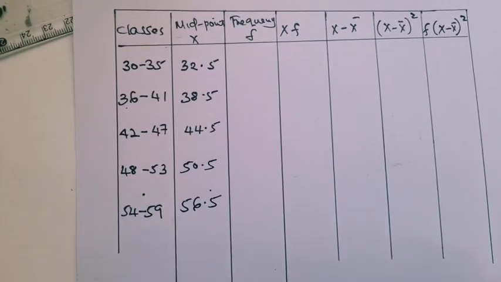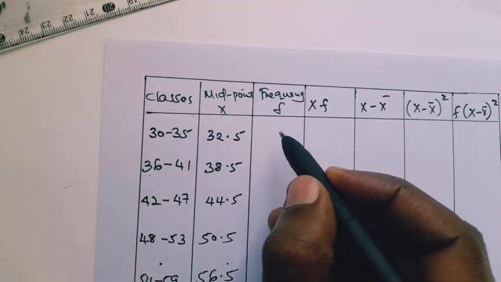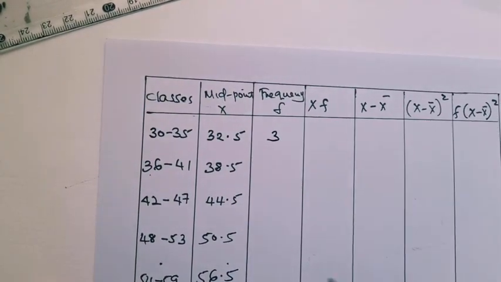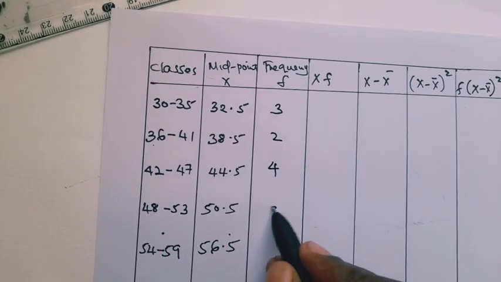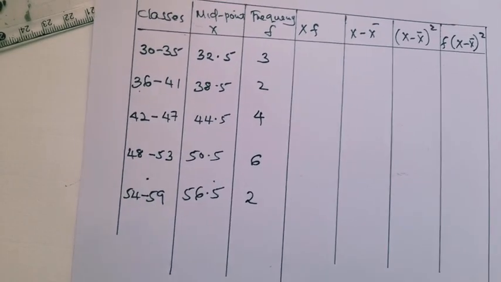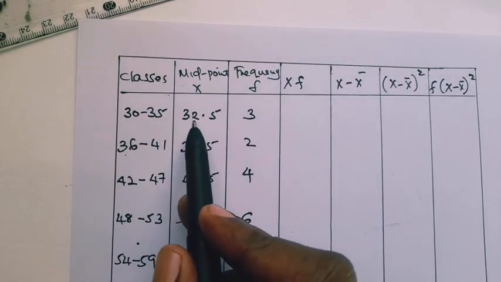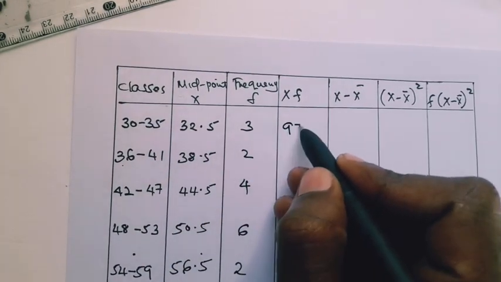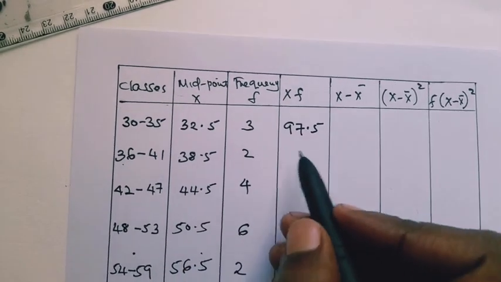Now next, let's include our frequency from our question. Frequency here is 3, 2, 4, 6, and 2. That is as per our question. Next, we take x times f. That's the product of frequency and the midpoint. So if this one is multiplied by this, in this case you get 97.5. 2 times 38.5, it gives you 77.